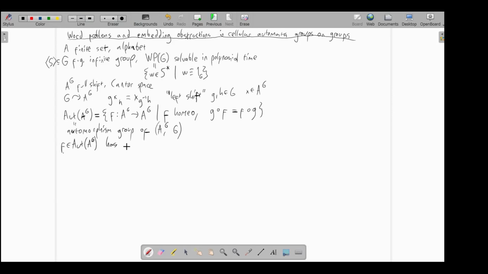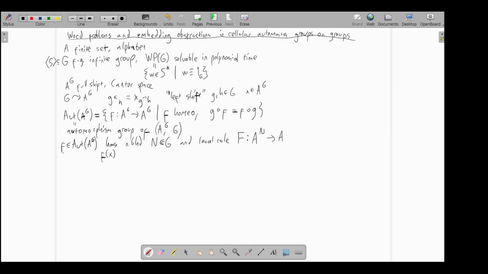So it has a neighborhood. I will just write NBHD, but neighborhood N. And I use this symbol for a finite subset of G. So there's a finite neighborhood and a local rule, which I often write as an uppercase F. And it goes from A to the N to A. And you use this local rule to determine the new symbol.